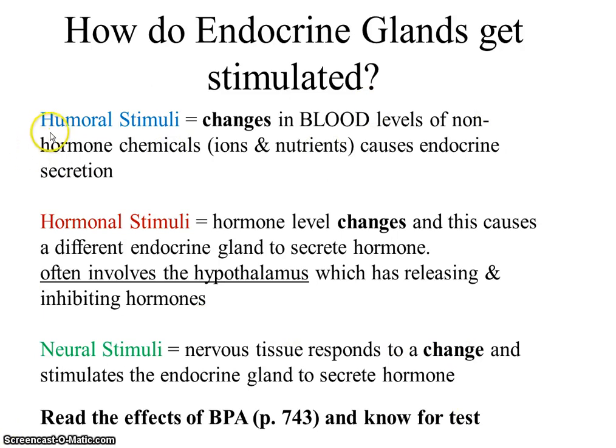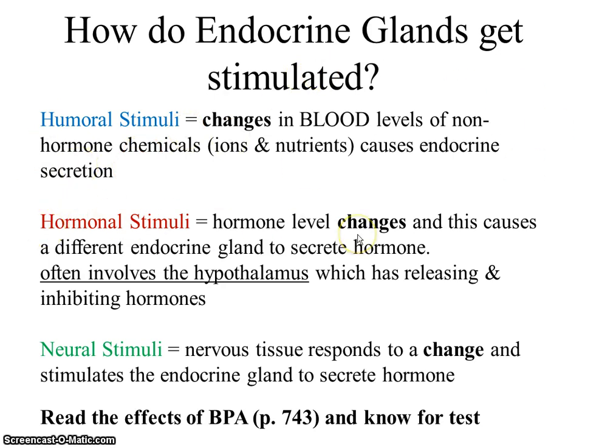So it's either going to be something changes in the blood, and that means ions like sodium, potassium, calcium, nutrients like glucose, right? So something changes in the blood and the endocrine tissue responds. And this is the way the parathyroid hormone works, some of the hormones of the adrenal cortex, the pancreas. This is their general mechanism, and even ADH from the hypothalamus based on water.